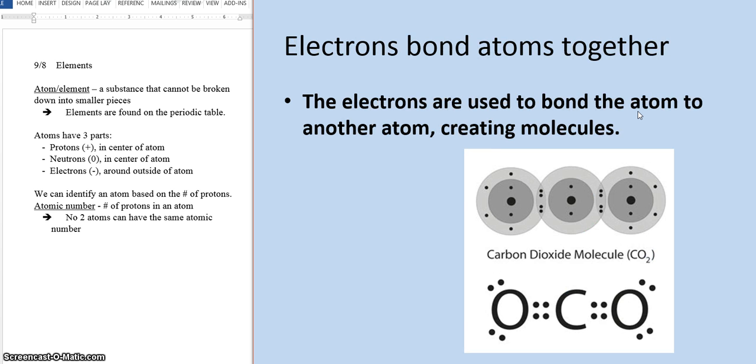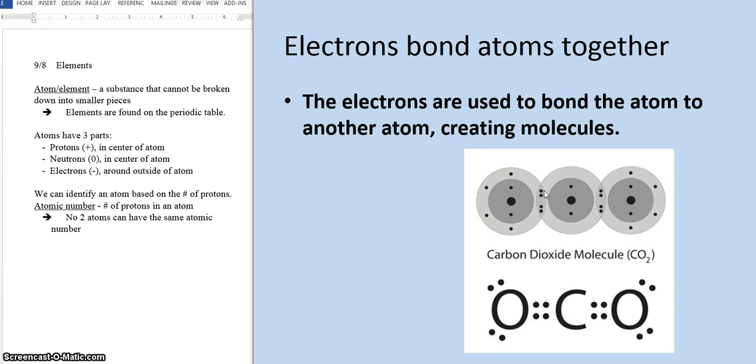Now on to the electrons. The electrons have a very special job. They help atoms to bond together. That way one atom can join on with other atoms and they can create chemical bonds and molecules. For example, our picture here is carbon dioxide, CO2. It has 2 oxygens and 1 carbon bonded together. And the way they bond together is by sharing electrons.